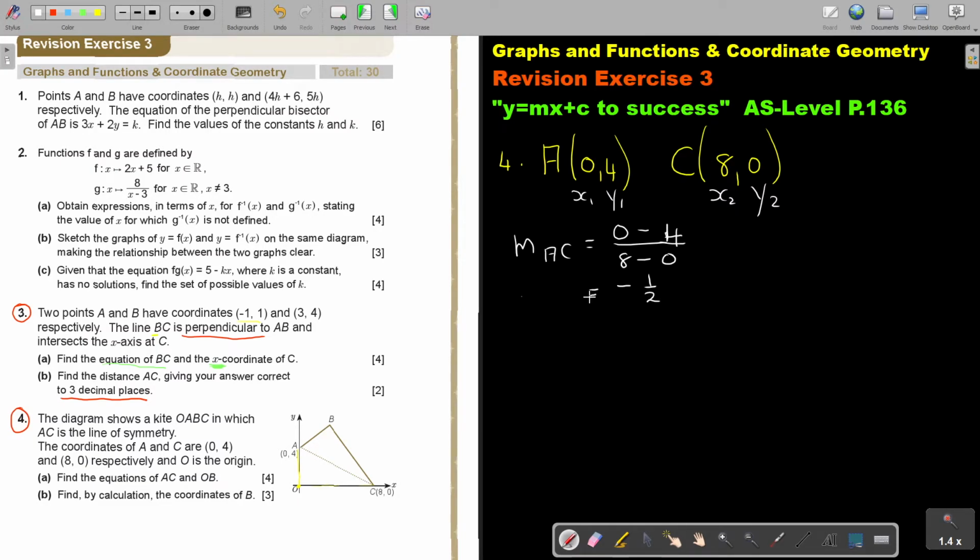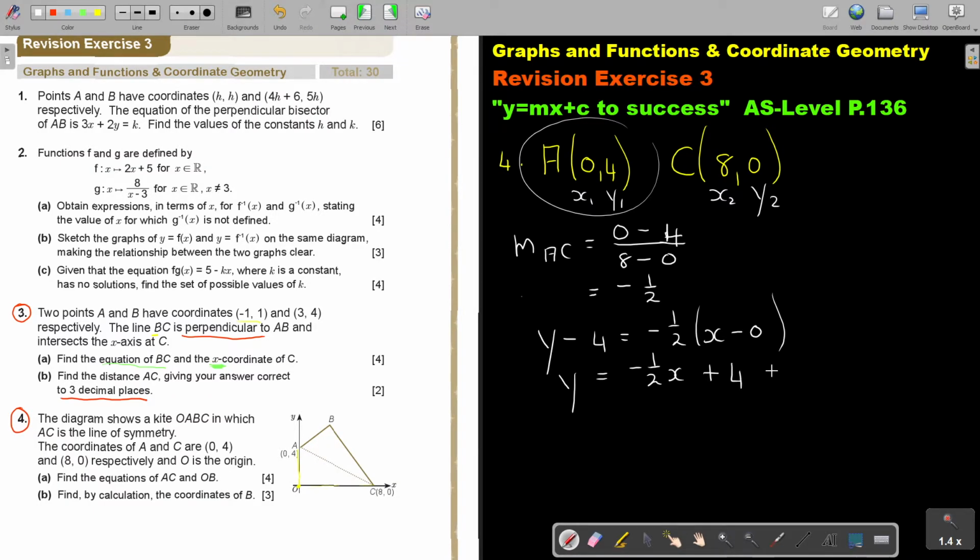Then I'm going to find the equation. I can take any point, I can take this point. So y minus 4 equals negative a half times x minus 0. Then I have y is equal to negative a half x plus 4. And then I write equation of AC.